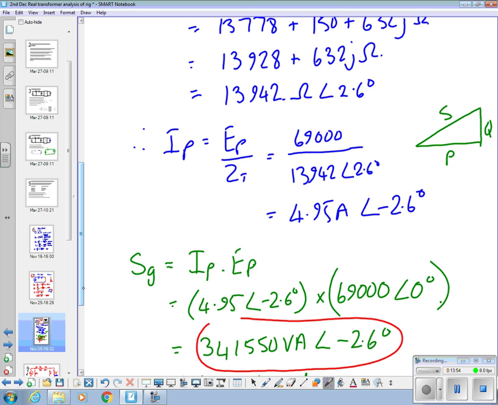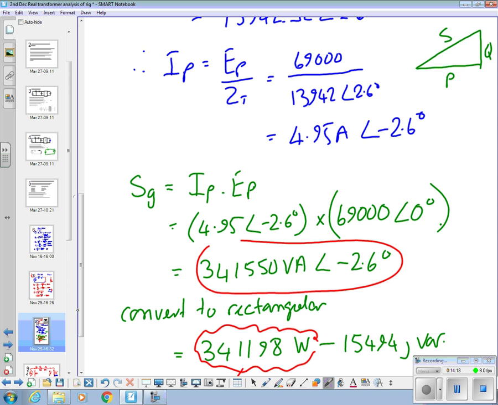We can then use that impedance in simple Ohm's law, but with complex values, to find a current flowing in the primary side of this transformer, 4.95 amps at angle minus 2.6 degrees. This bit down here is where we've said that the apparent power being supplied by the generator is the current flowing in the primary times the primary terminal voltage. That voltage is 69,000 at angle 0. The current's got an angle of minus 2.6 degrees.